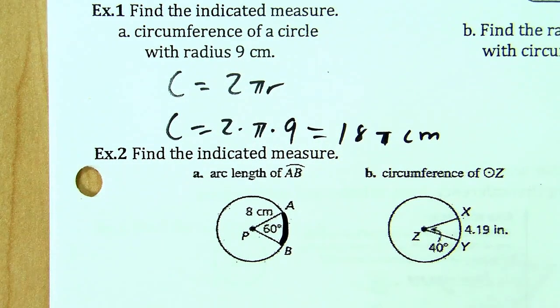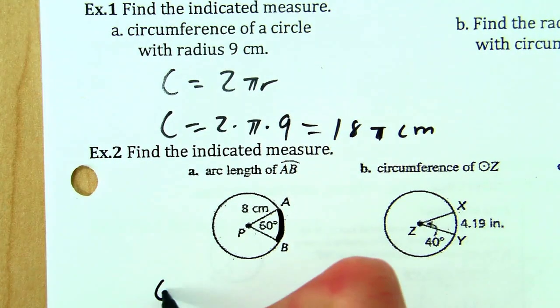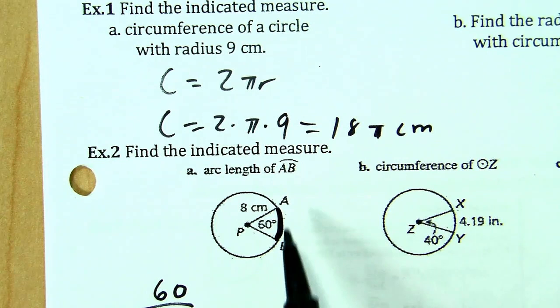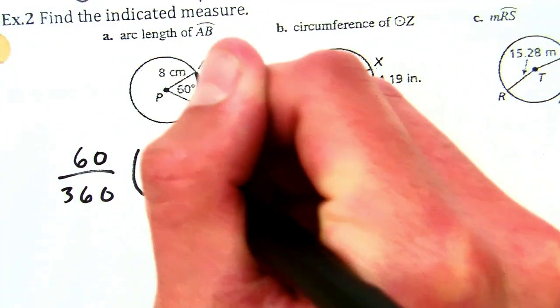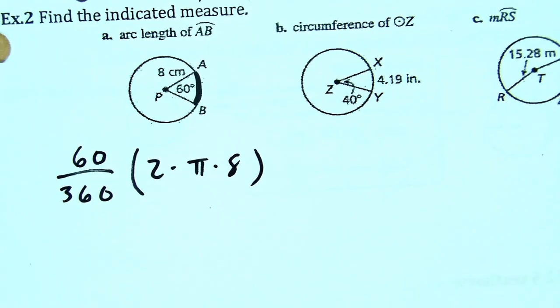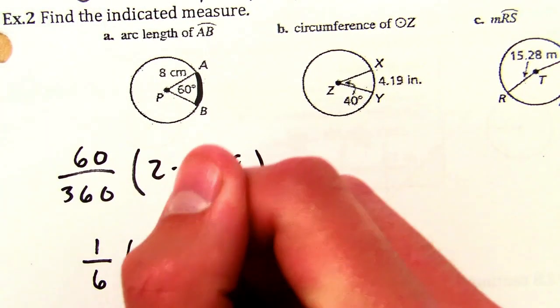So since there's 360 degrees in a circle, I only care about this first 60 degree part right here. So if I find the circumference of the whole thing, I can multiply it by that fraction of 60 over 360. I'm just looking for this fractional piece right here, 60 over 360, times 2 times pi times the radius, which is 8. Okay, so that's just a very direct application of this formula. 60 over 360 actually simplifies into a 6.